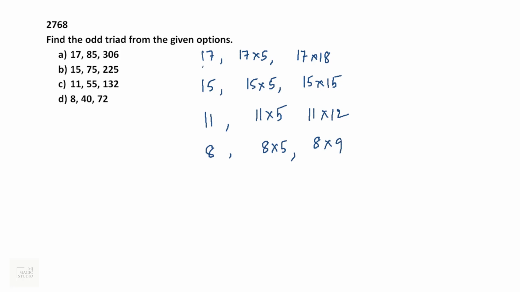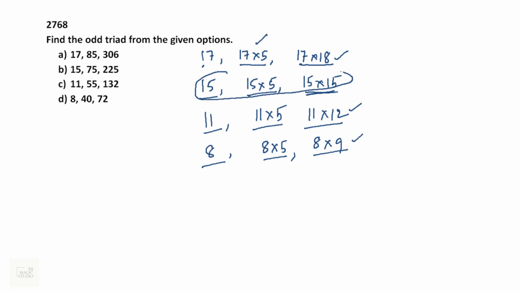We can see a pattern in the first one. 17, then it is multiplied by 5 and then it is multiplied by its next number. 15 multiplied by 5 multiplied by same number. 11 multiplied by 5 multiplied by next number. 8 multiplied by 5 and multiplied by next number. These are our oblong numbers of the given number, and these are 5 times of the number, which is not fitting up in option B. Option B is the odd one out.